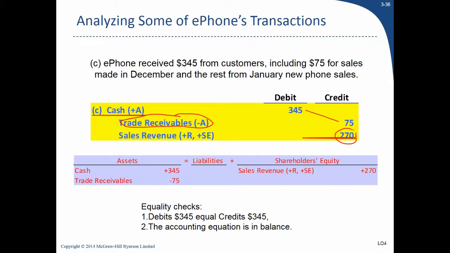So when you receive money, the question is, why are we receiving this money? Where did it come from? Did it come from a new customer who's buying a phone from us? Did it come from an old customer who already bought a phone from us but still owes us money? Okay?